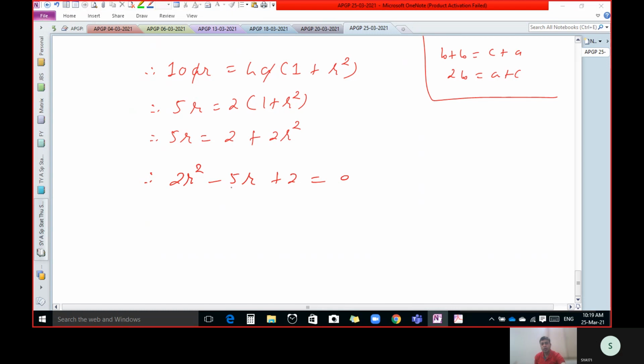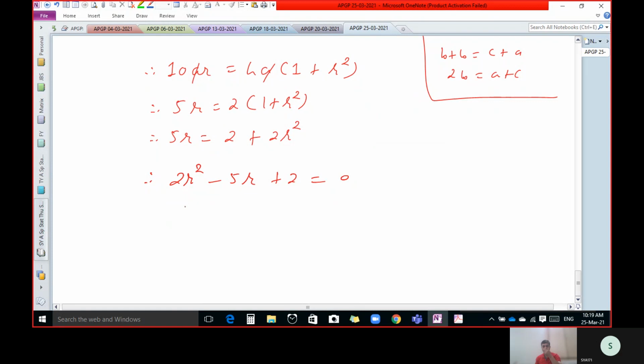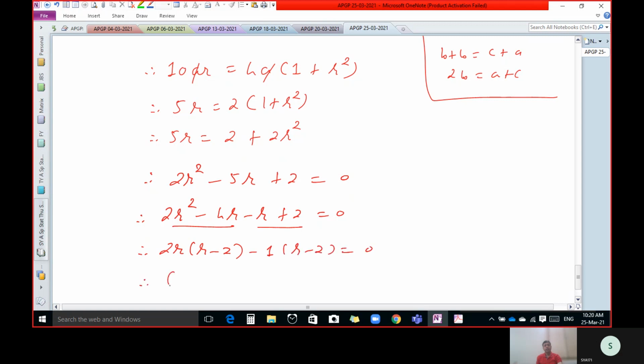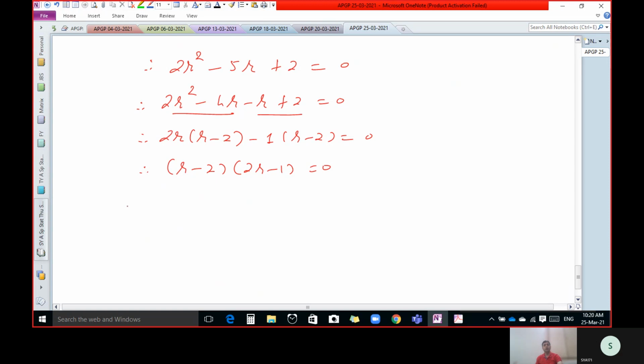Now simplify, factorize. What are the factors? 4 minus 1. Take common. So we get factors r minus 2, 2r minus 1 equal to 0. So we get r equal to 2 or 1 upon 2.